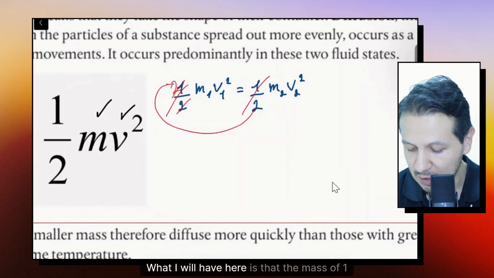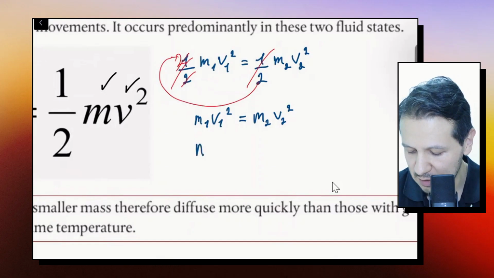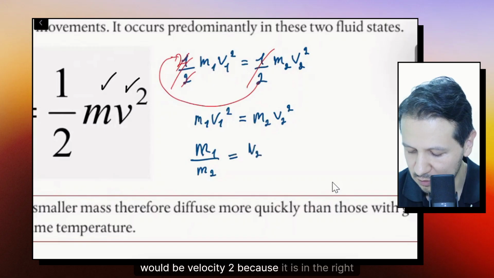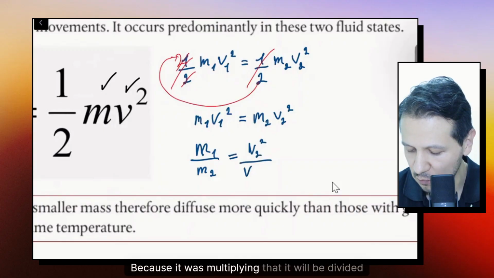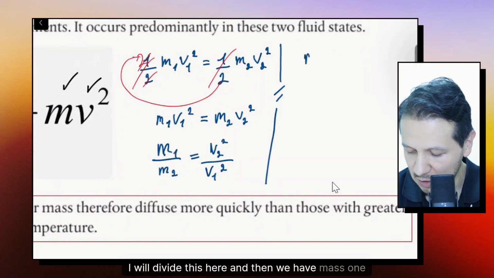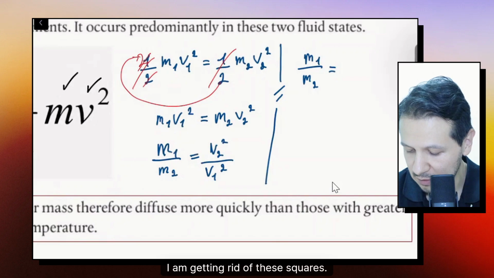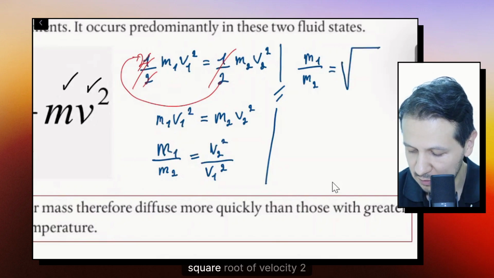What I will have here is that the mass of 1, velocity of 1 squared, equals the mass of 2, velocity of 2 squared. Then I will put masses on one side. Mass 1 over mass 2 will be velocity 2 squared over velocity 1 squared, because it was multiplying, so it will be divided on the other side. I am getting rid of these squares, so mass 1 over mass 2 equals the square root of velocity 2 over velocity 1.